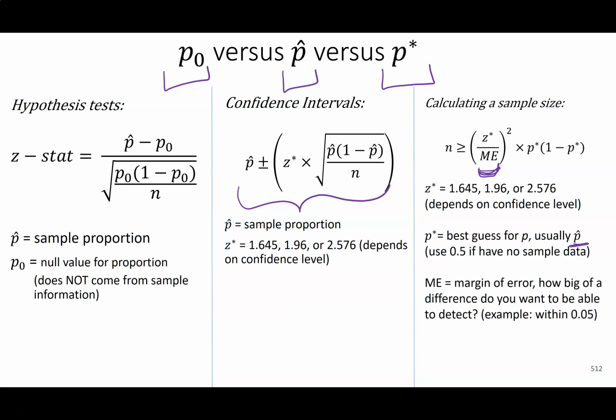So that's where p-star comes in. P-star is specific to calculating the sample size. P-naught is specific to hypothesis tests. And then confidence intervals only has p-hat.